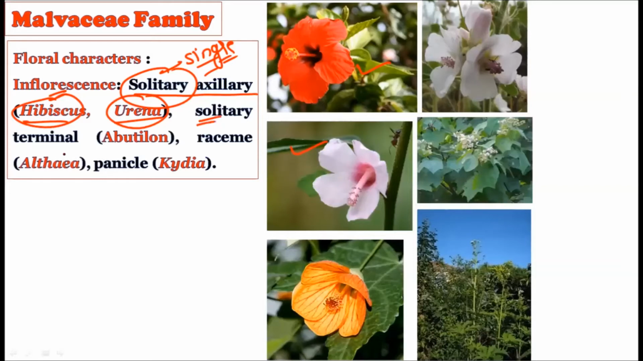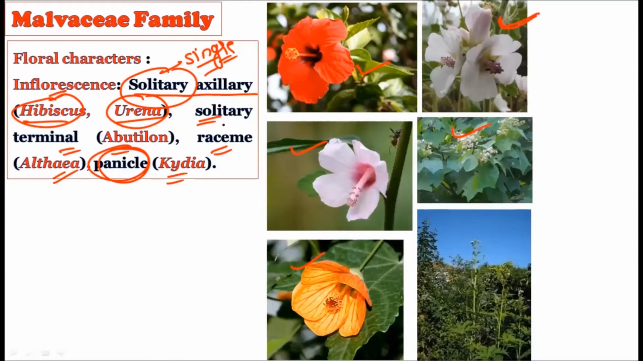Or it can be solitary terminal, for example the abutilon. In the abutilon you will find the solitary terminal type of the inflorescence, while the raceme type of the inflorescence can be seen in the althea. Observe this whole inflorescence, a group of flowers is here. This plant is called the althea, and it is showing the raceme type of the inflorescence. While the panicle type of the inflorescence is found in the cadia. This is the cadia plant, and it is showing the panicle type of the inflorescence.